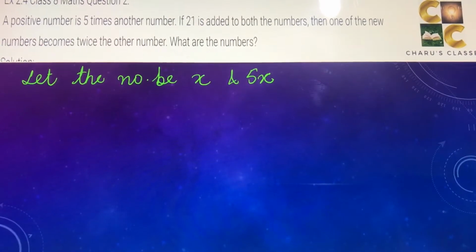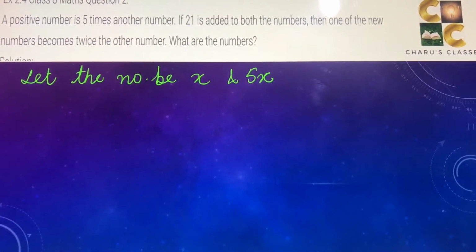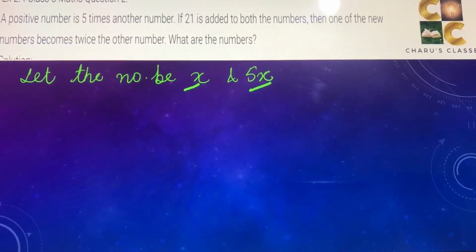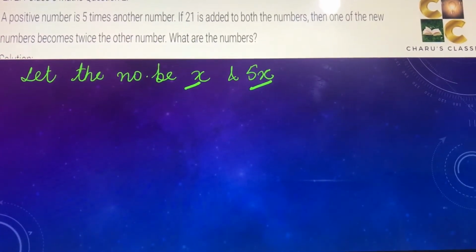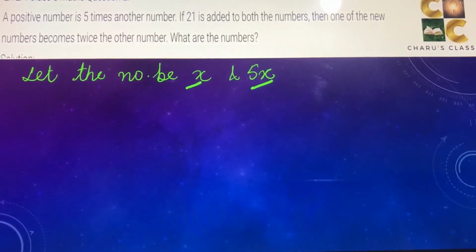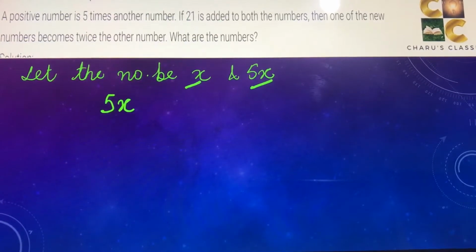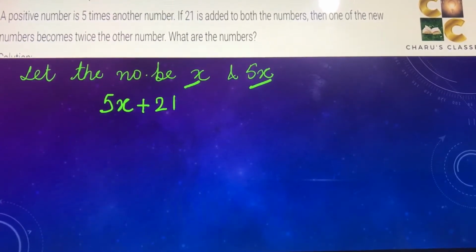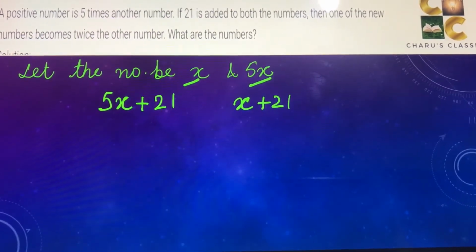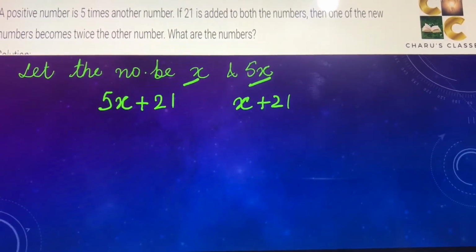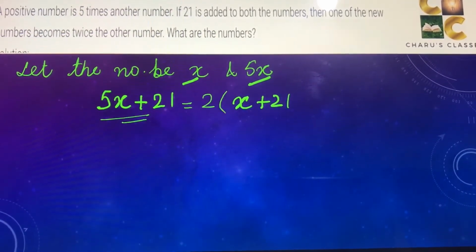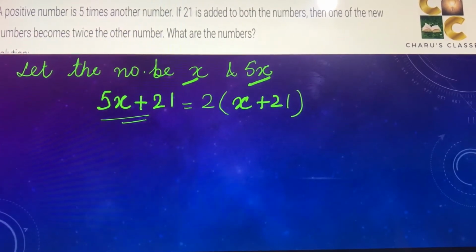If 21 is added to both the numbers, then one of the new numbers, see definitely x and 5x में 5x बड़ा है. अगर हम दोनों में 21 ऐड करते हैं, then one of the new numbers is twice the other number. Definitely बड़ा वाला number 5x plus 21 होगा. So if we add 5x plus 21, and on the other side we are adding x plus 21, it is given that one of the new numbers is twice the other number. So ये बड़ा number है, तो this must be 2 times the smaller number.